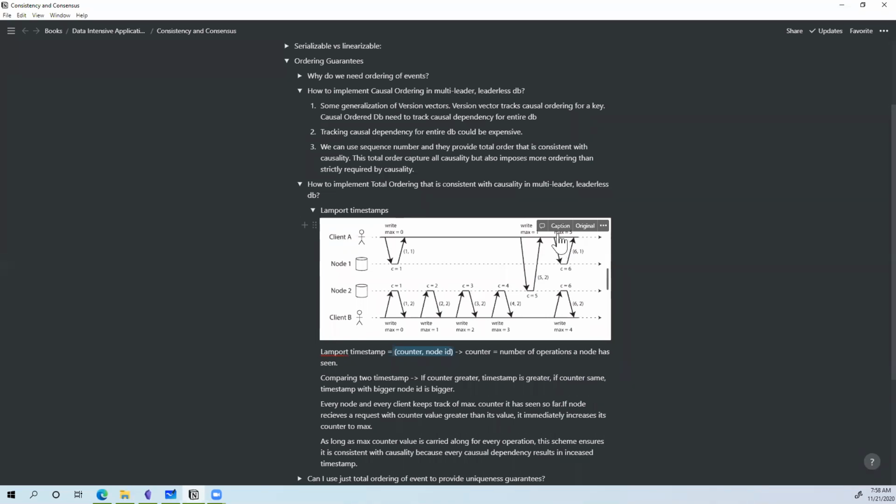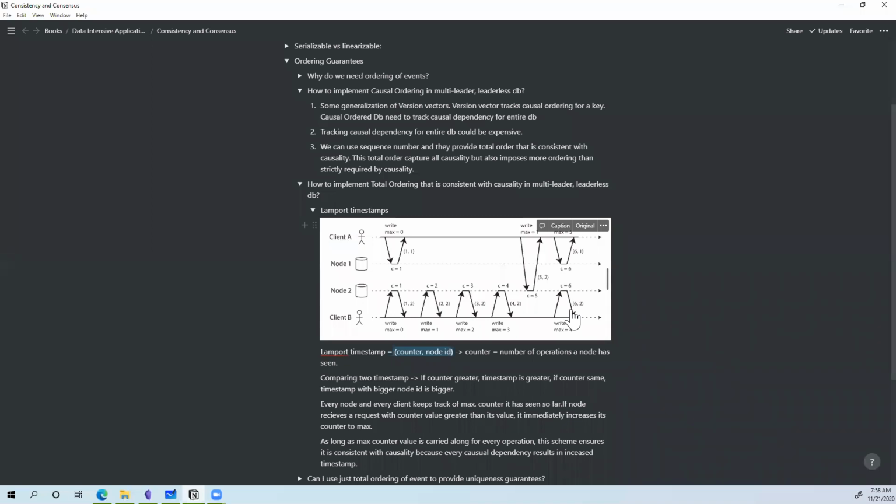Then this client knows that the node has seen 5 operations. So when it makes a request to the other node, that node will take the maximum of what it has seen so far. It has seen 1 operation, but the client has seen 5 operations, right? So it will store 6, and it will return 6, 1, right? Similarly, at this point, the client has seen 4, so it will write 4, but the node itself has seen 5 operations, so it will return 6, right?